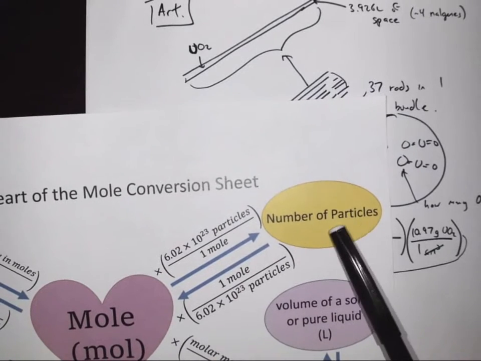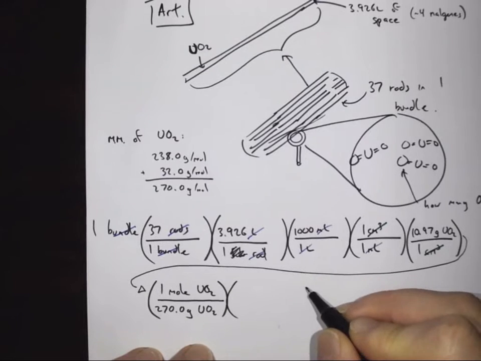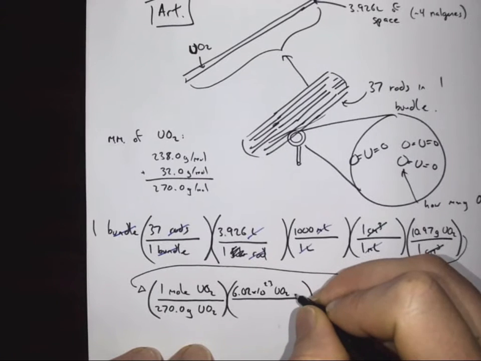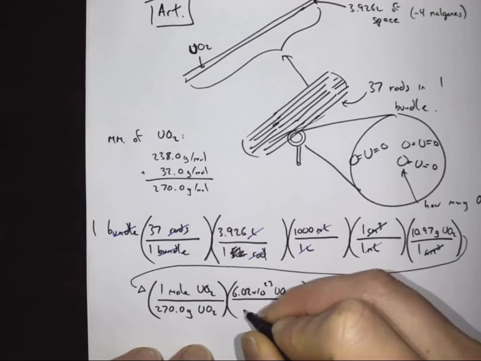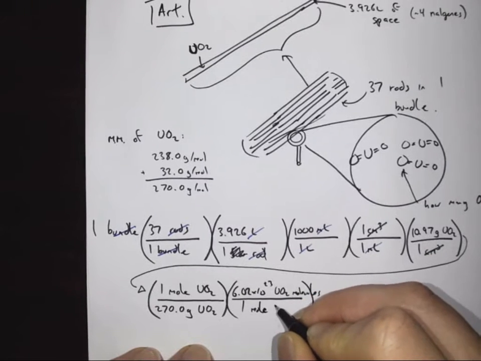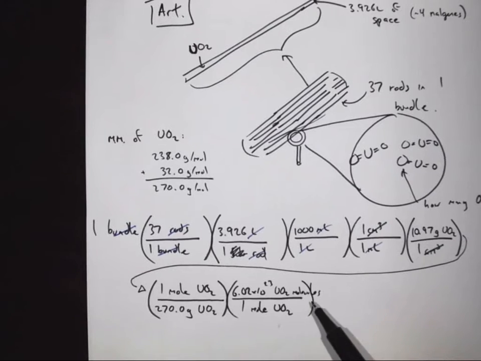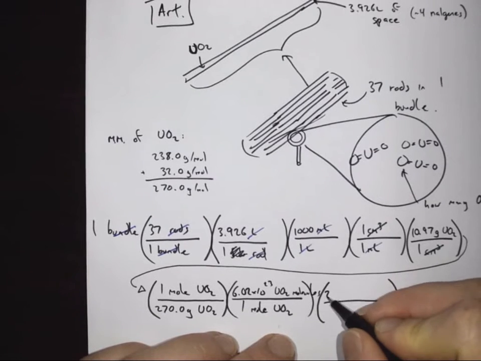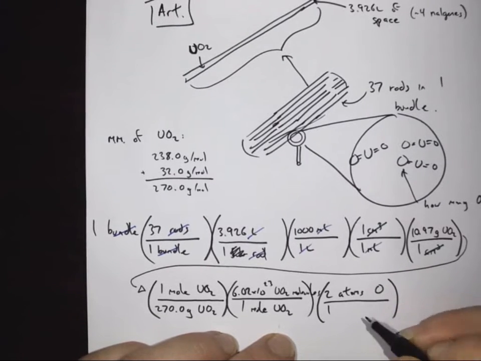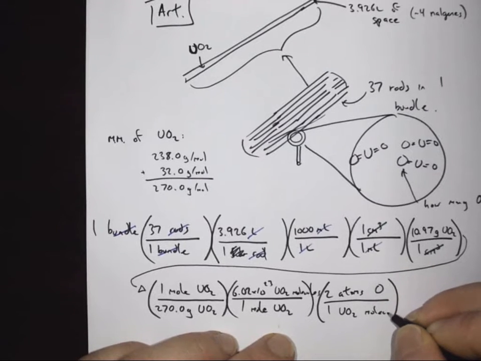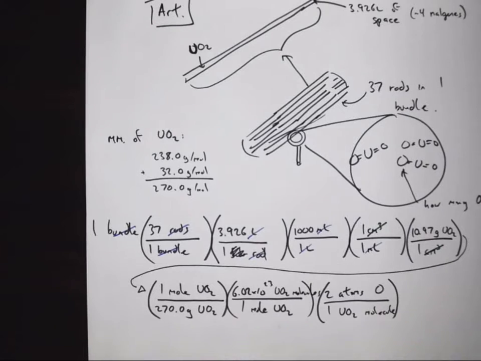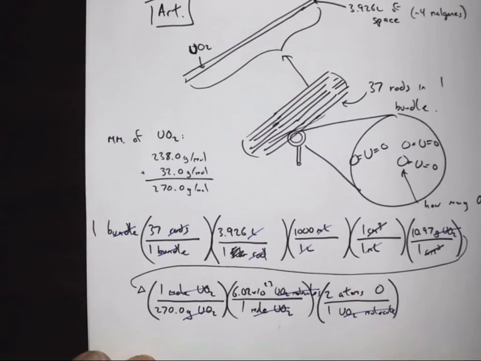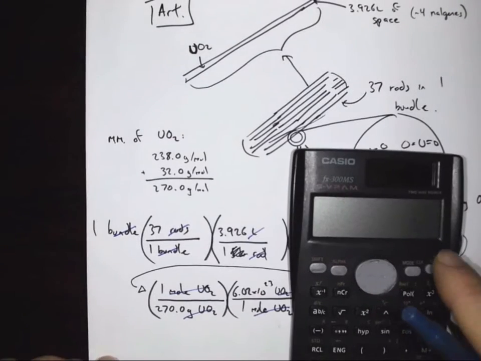And then we can find the number of actual uranium dioxide particles. To do that, we're going to use 6.02 times 10 to the 23 uranium dioxide molecules for every 1 mole of uranium dioxide. The last thing we need to do is convert between the number of molecules of uranium dioxide and the number of oxygen atoms, which is to say there are 2 atoms of oxygen for every 1 uranium dioxide molecule. Now let me check that my units cancel out here. My grams of uranium dioxide cancel out, moles of uranium dioxide cancel out, molecules of uranium dioxide cancel out. And so we'll just start punching stuff in.